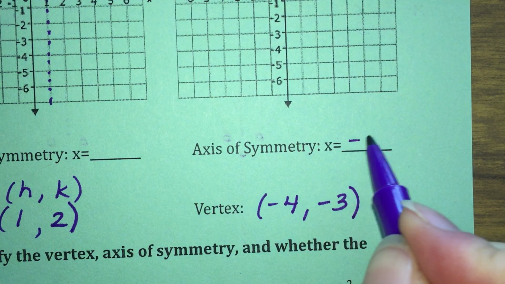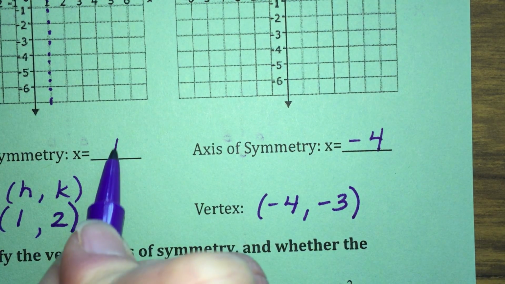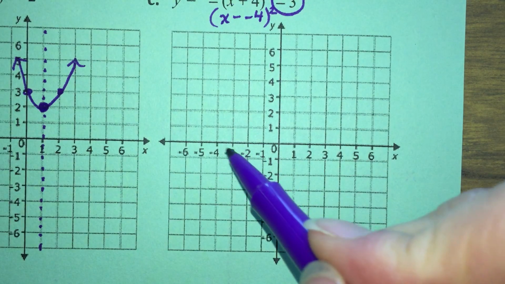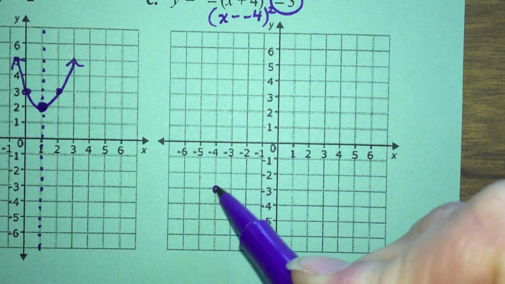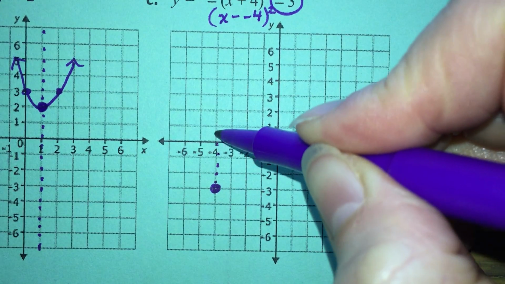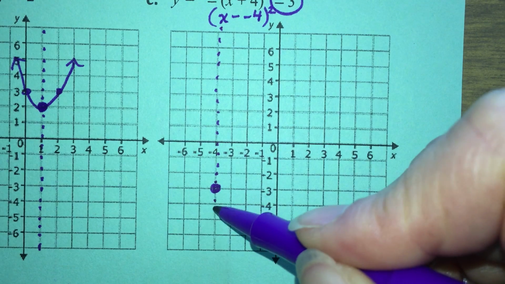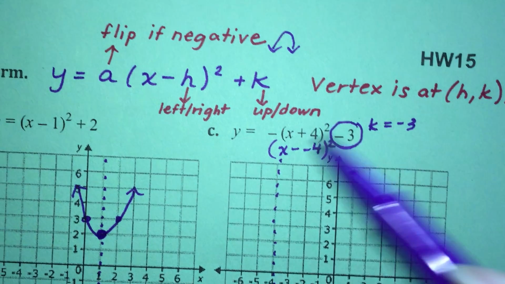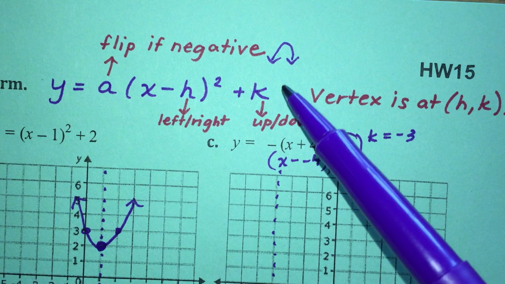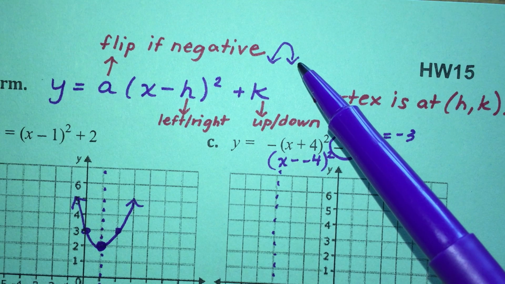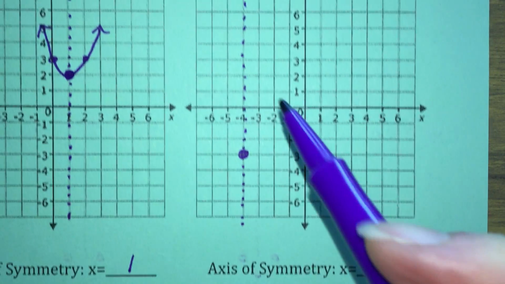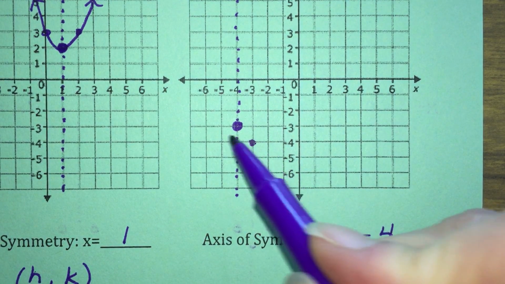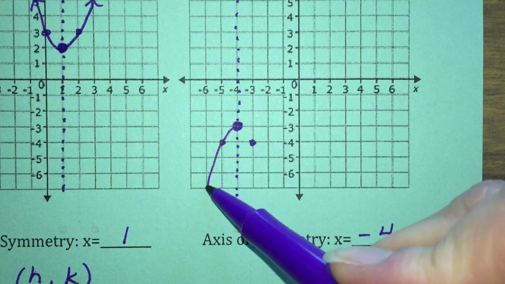The axis of symmetry is always the x value, which I forgot to fill in over here. Let's plot it and find that parabola. So -4, -3. Axis of symmetry. Remember, does it open up or down? The a value is negative, so this is going to look more like this, flipping that parabola over and opening downward. So instead of going over and up 1, go over and down 1. And draw your parabola.